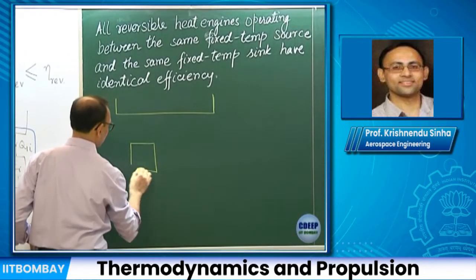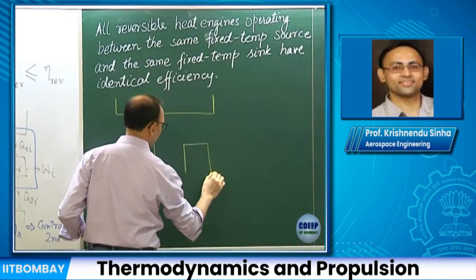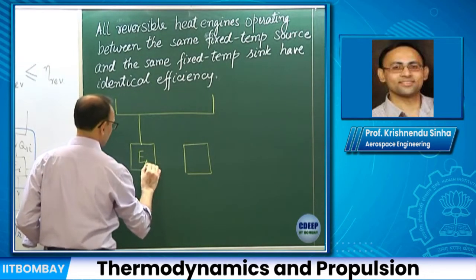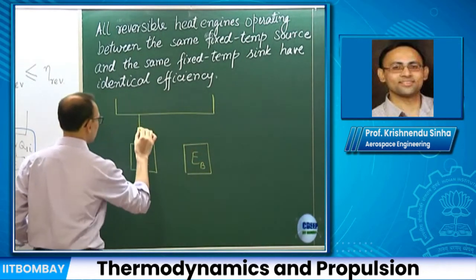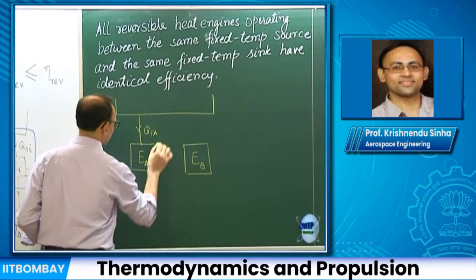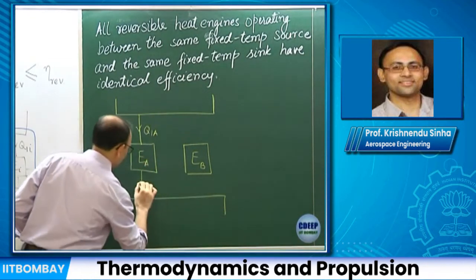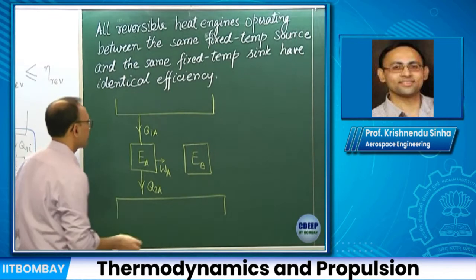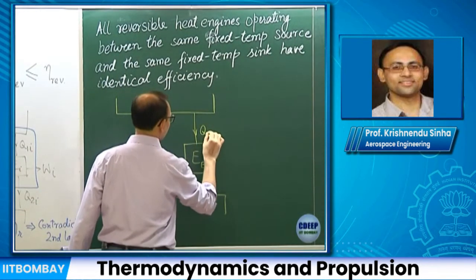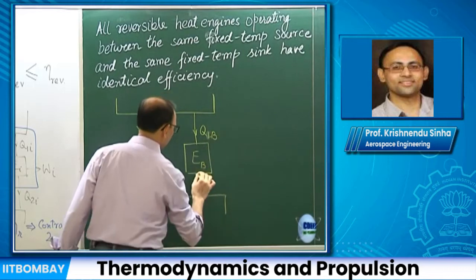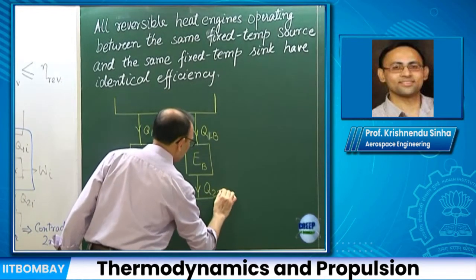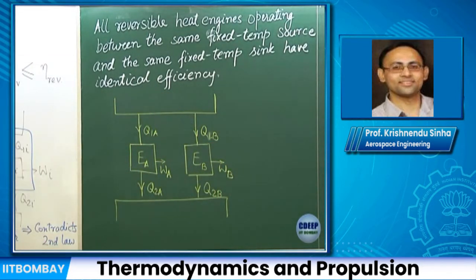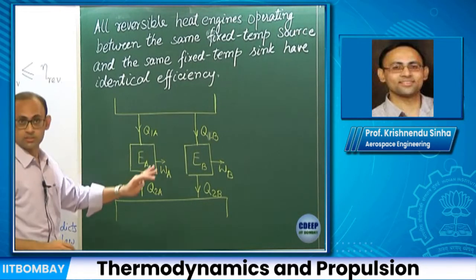I'm going to extend this argument now today to show the corollary, which is actually fairly straightforward, as you can probably guess. And I'm going a little fast on this, so stop me if you have any questions. So I'm going to place two engines, A and B, EA, EB, taking Q1A, rejecting Q2A and WA work output, and the second engine has Q1B, Q2B and WB. Now we are saying both are reversible.